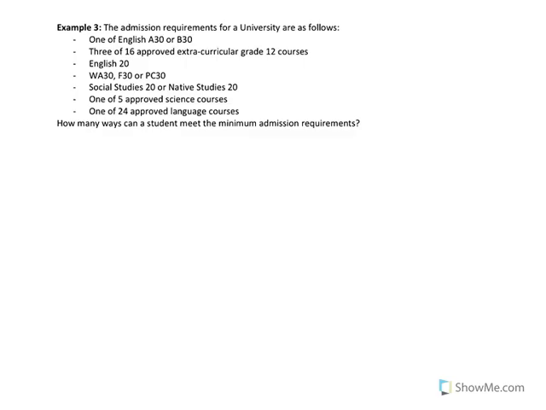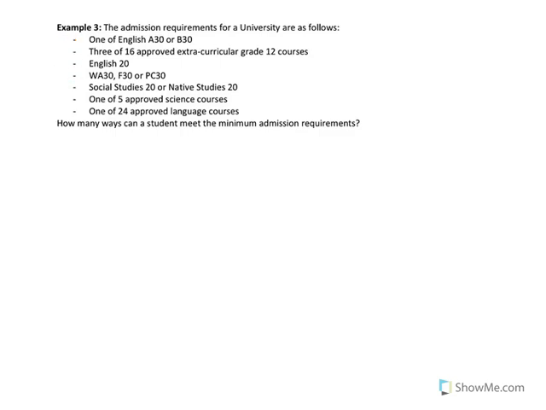Okay, the admission requirements for a university are as follows. You need an English A or B 30. You need 3 extracurriculars for grade 12. You need English 20. You need 1 of the maths at the 30 level. You need social 20 or native studies 20. You need 5 science courses and 24 language courses. So how many ways can you meet these requirements?